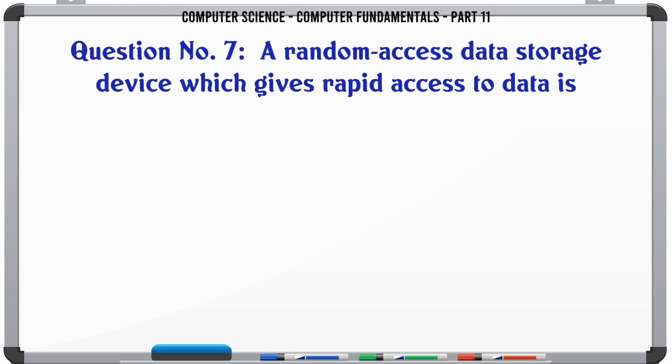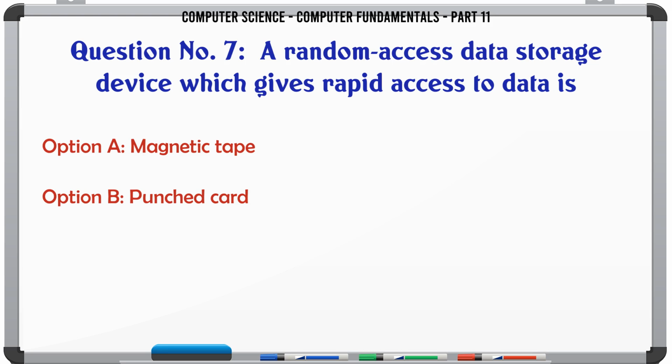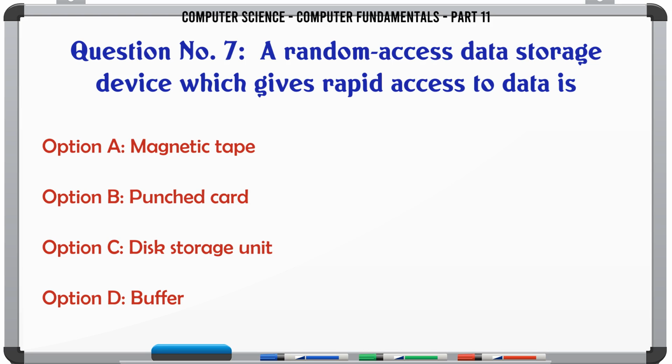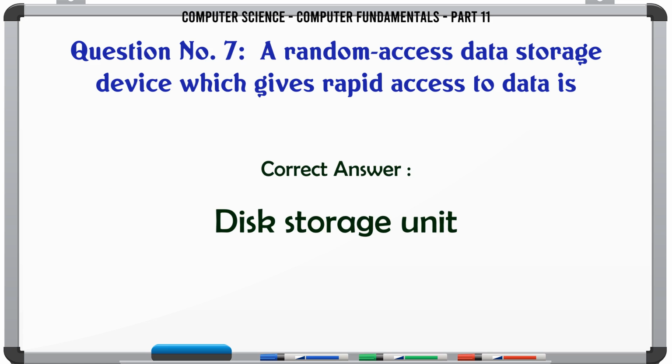A random access data storage device which gives rapid access to data is A. Magnetic tape. B. Punched card. C. Disk storage unit. D. Buffer. The correct answer is disk storage unit.